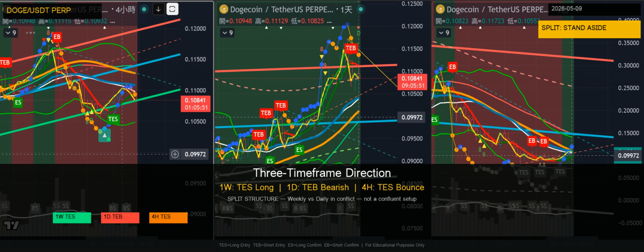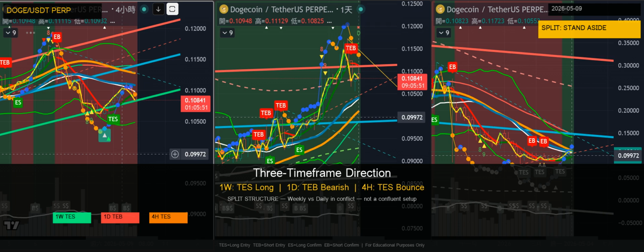Now the 4-hour chart. The 4-hour shows a TEB signal on the left, followed by an EB signal. These created short-term bearish pressure. Then an ES signal appeared, indicating a short-term recovery. Most recently, on the lower right of the 4-hour chart, a TS signal has appeared. This TS signals a short-term long entry at the low zone on the 4-hour.